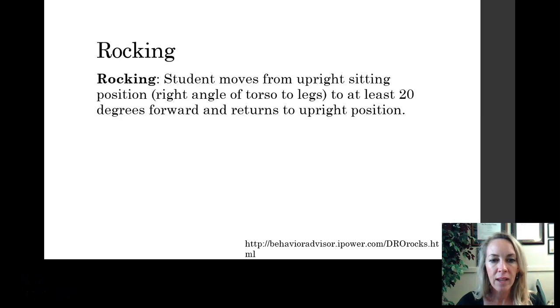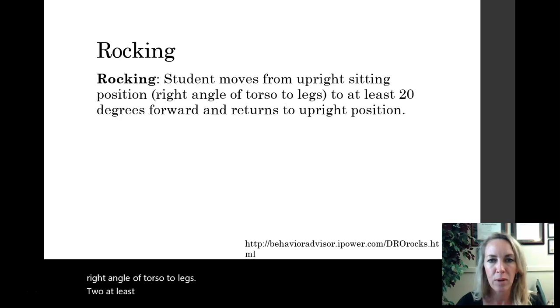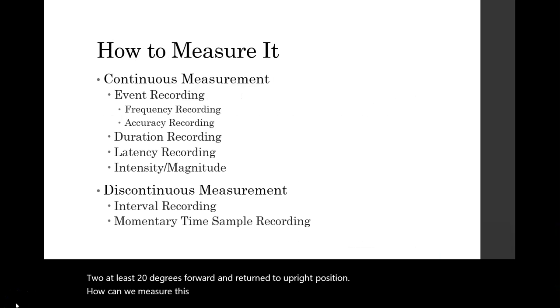Okay, so let's review again. Rocking. Rocking is defined as the student moving from upright sitting position, right angle of torso to legs, to at least 20 degrees forward and returns to upright position. How can we measure this behavior? Let's start by discussing continuous measurement.